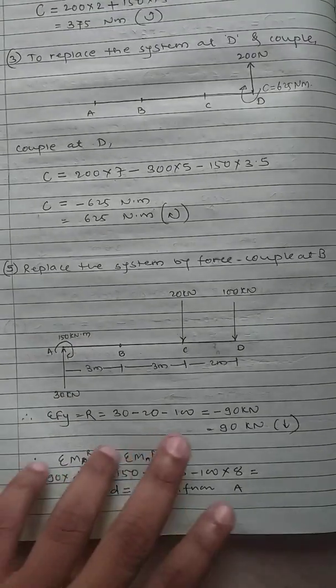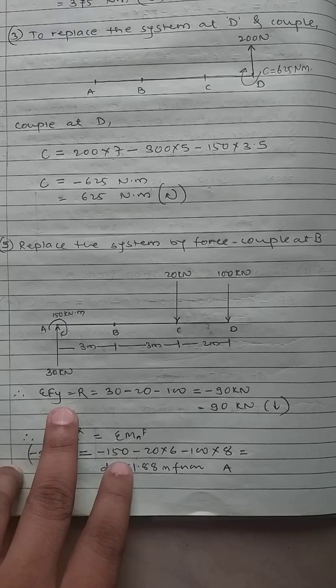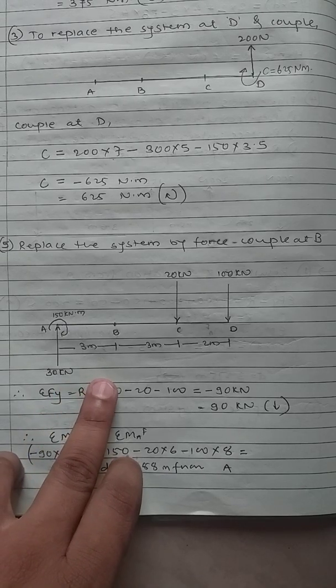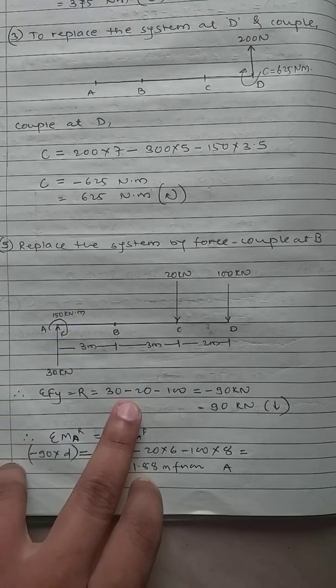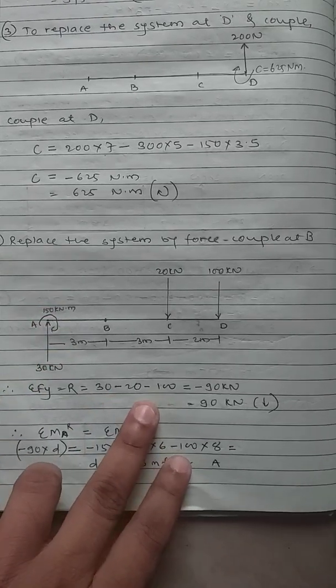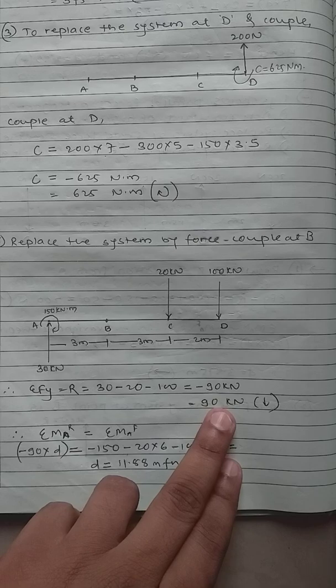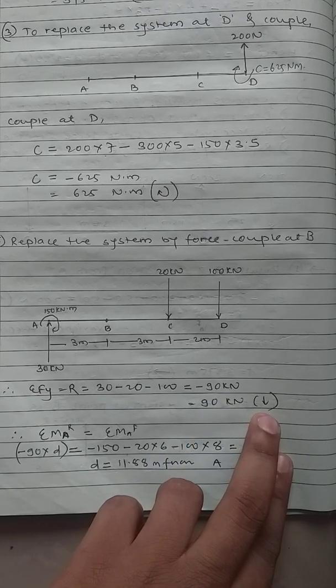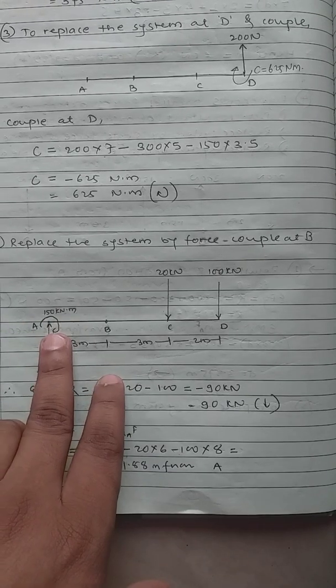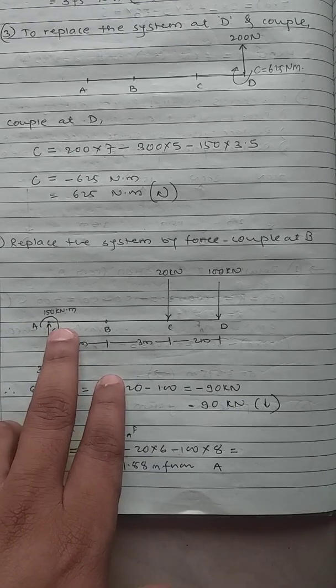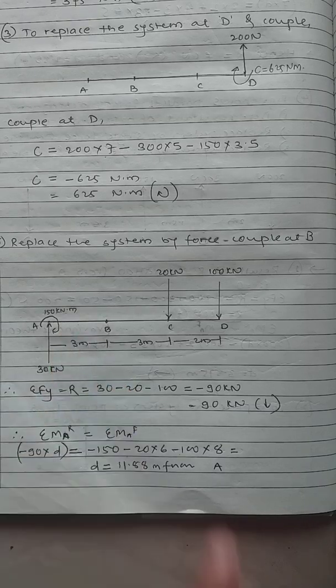In this case, while calculating the resultant, summation of Fx will be 0 and Fy will be 30 upward positive, minus 20, minus 100. So this will be minus 90 kilonewton, that is in the downward direction. While calculating the resultant, we have not considered the couple, because a couple is not a force; it is the product of force and perpendicular distance.